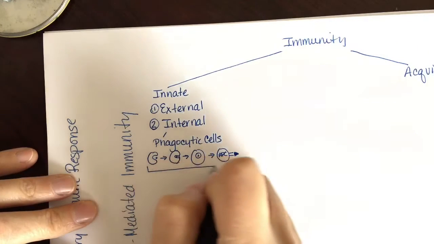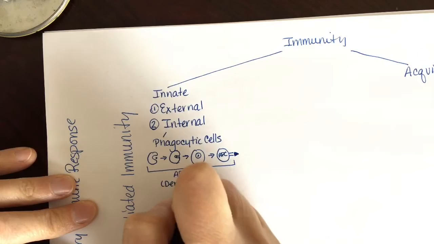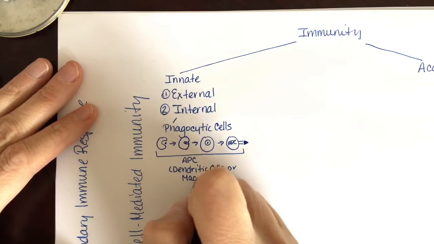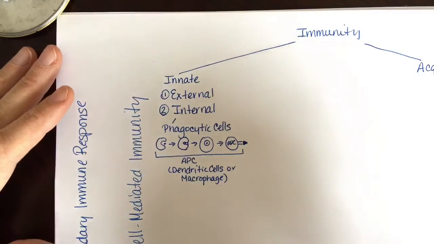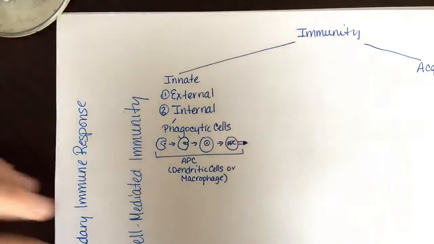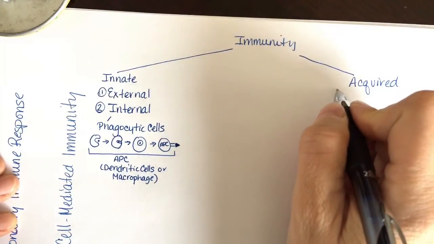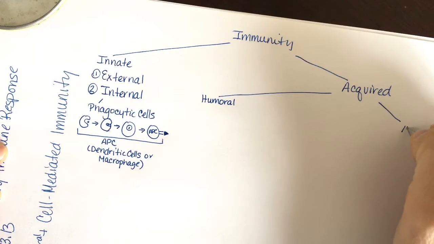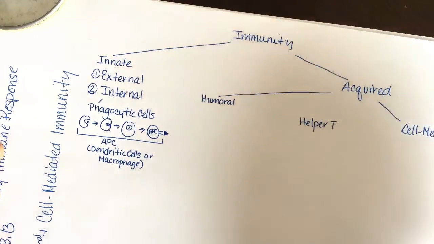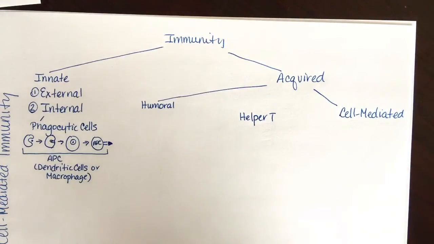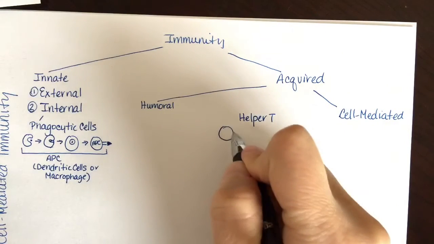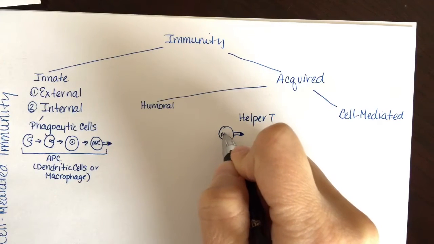And so this is an antigen presenting cell, like dendritic cells, macrophages. And remember that that's going to stimulate your helper T cells. So with acquired, remember you have humoral immunity, and this is with your B cells. And you have cell-mediated with your T cells. And remember you had helper T cells in the center that weren't really part of the humoral or the cell-mediated. But what they do, remember, they're stimulated by the antigen-presenting cell. So you have an antigen-presenting cell presenting the antigen. So this is your APC.